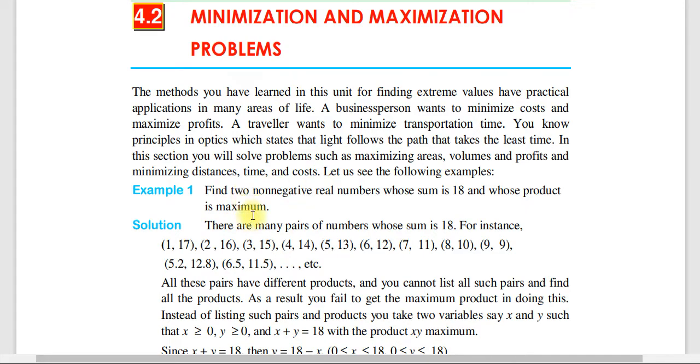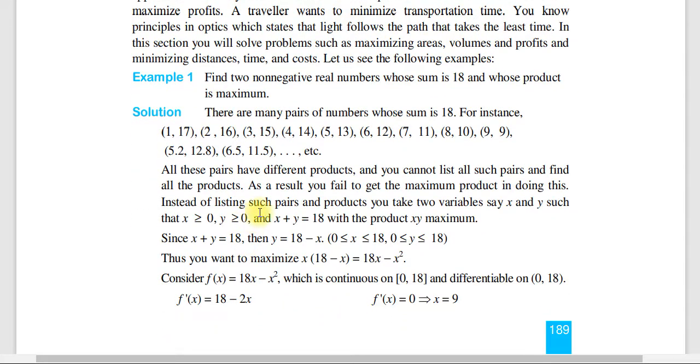እንደዚህ አይነት ጥያቄ ሊሰጥ ይችላል። So there are many pairs of numbers whose sum is 18, for instance 1,17; 2,16; 3,15; 4,14; 5,13; 6,12; 7,11; 8,10; 9,9; 5.5,12.5; 6.5,11.5 etc. እነዚህ ሁሉ ስንደምራቸው 18ን ይሰጡናል ማለት ነው። All these pairs have different products and you cannot list all such pairs and find all the products. As a result, you fail to get the maximum product by doing this.